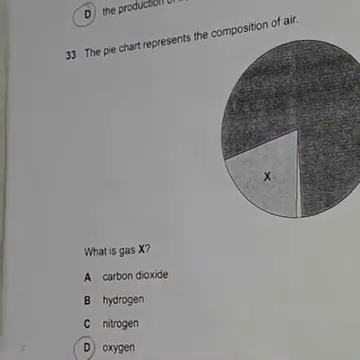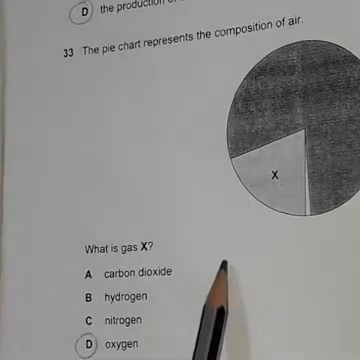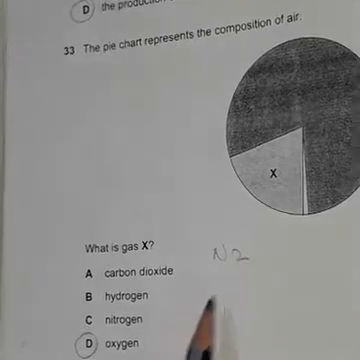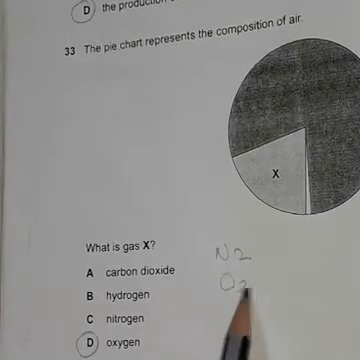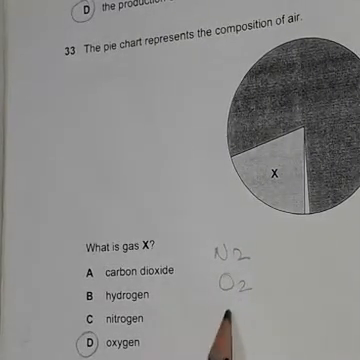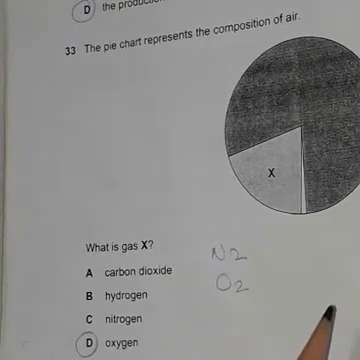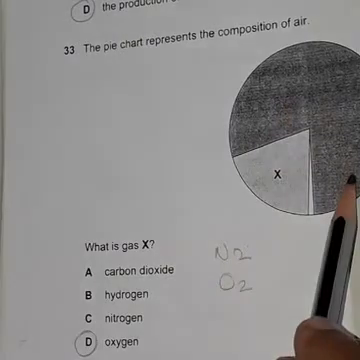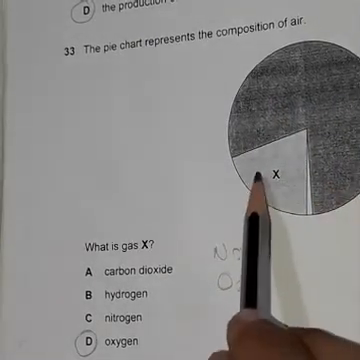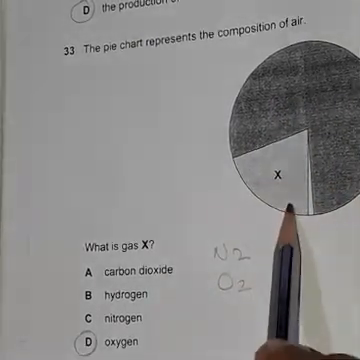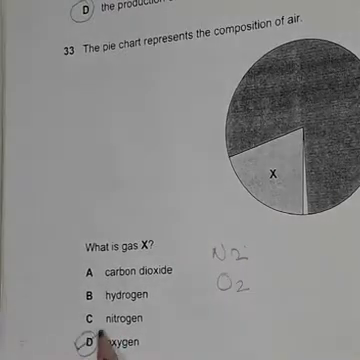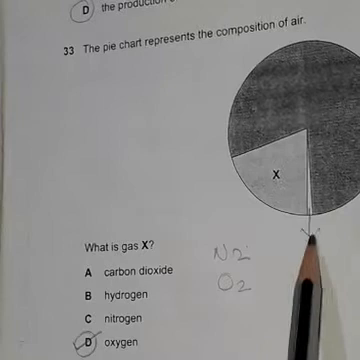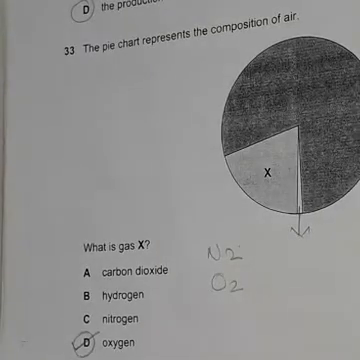You know the composition of air. In air there is 78% nitrogen, 21% oxygen, and the rest is other gases. So this major part is nitrogen, and this is 21% oxygen. So X is oxygen and this part will be other gases. Clear?